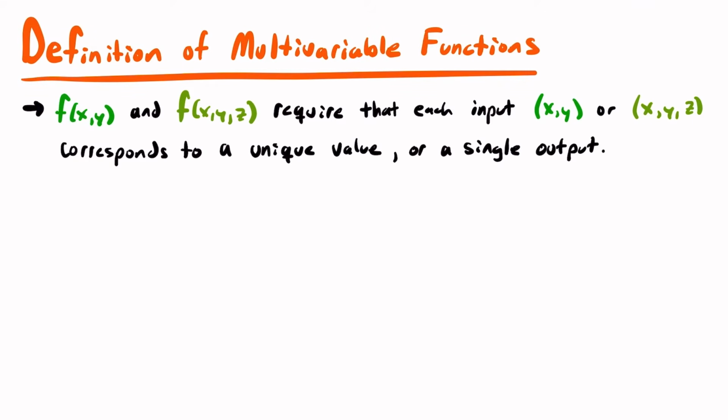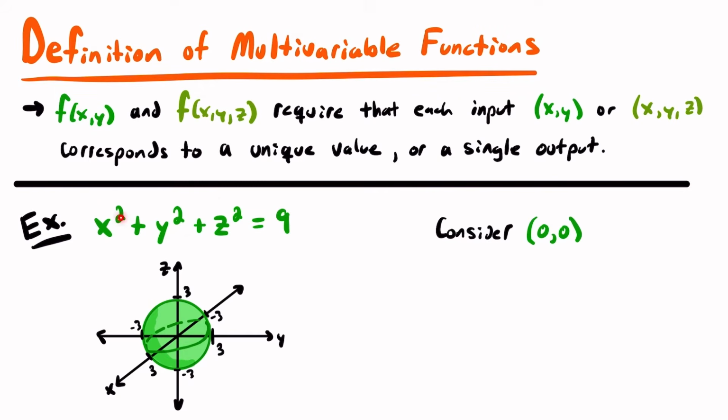All right, and so what do I mean by that? Well, consider this. You should be familiar with this equation from earlier in Calculus 3. We know that x squared plus y squared plus z squared equals 9 represents a sphere in the 3D coordinate system, specifically a sphere with a radius of 3, because x squared plus y squared plus z squared is equal to the radius squared, and the square root of 9 is 3.